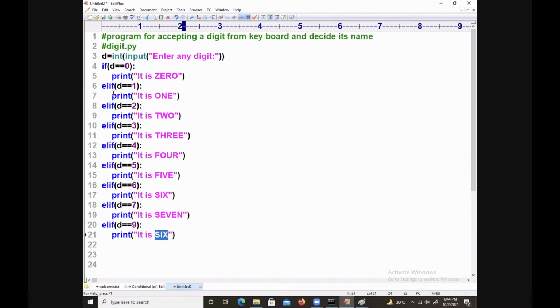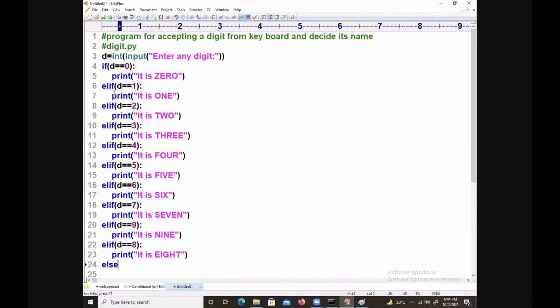See how many conditions are there? I can write else if, else if also I can write. But it is too much lengthy, too much lengthy. So I can write 8.